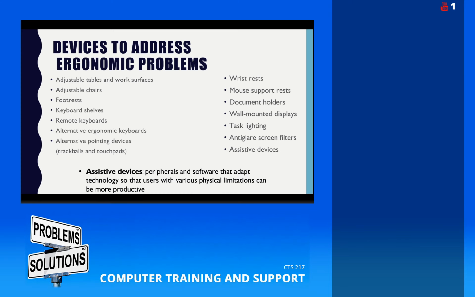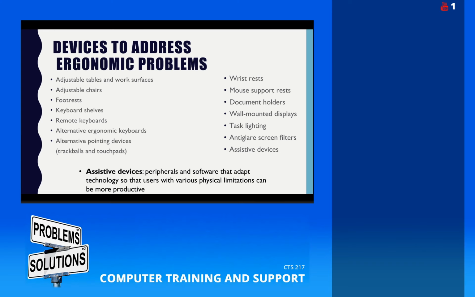And I understand that some of this stuff can be annoying, especially when it's stuff that we're not particularly used to. A lot of this is going to be based on the user and what they're most comfortable with. I'm not going to force anybody to use a trackball mouse. But if you're having problems with carpal tunnel, especially in your mouse hand, one of the things you could do to mitigate that is to suggest using a trackball mouse or a touchpad.